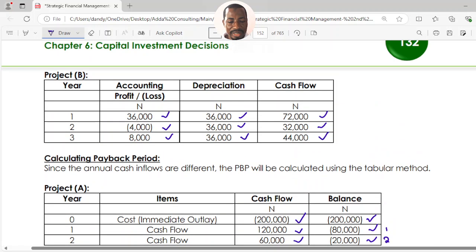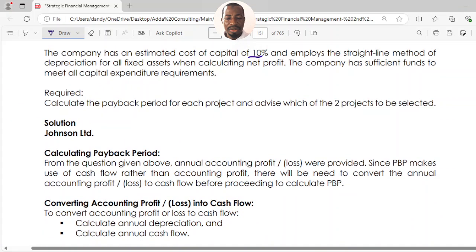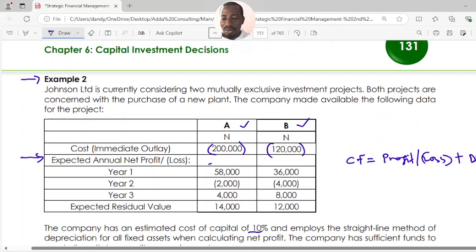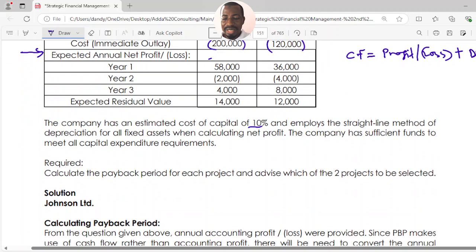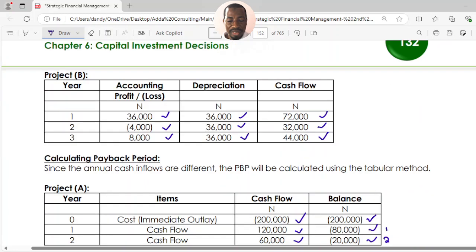So in the question, did the examiner ask us to advise? Let's go back to the requirement. Calculate the payback period for each project and advise which of the 2 projects to be selected. You will see that in this question, examiner did not tell us. We are not given the management predetermined payback period. Okay, you can see you are asked to advise which of the 2 projects to be selected. You don't know which is which because examiner did not tell you whether the project is financially viable. So you are not given the management predetermined payback period. So let's see our response, our advice.